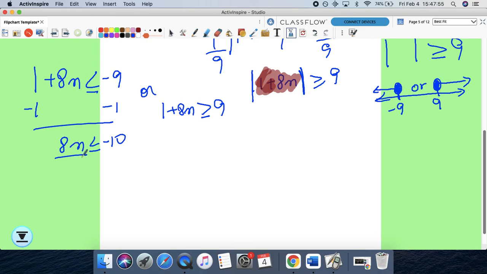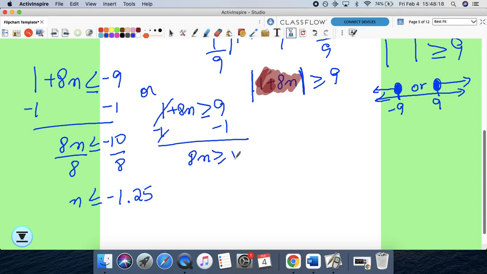Minus 1 here, minus 1 over here, so we get 8n less or equal to negative 10. Divide both sides by 8. And n is less than or equal to negative 1.25, right? Negative 1.25. And on the other side, minus 1 again, minus 1. That goes away, that goes away. 8n is greater than or equal to 8. Divide both sides by 8. And n is greater than or equal to 1.